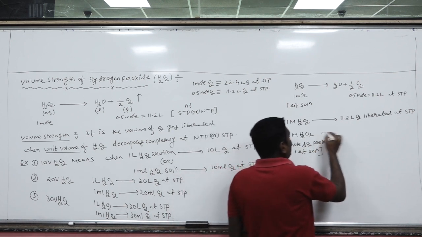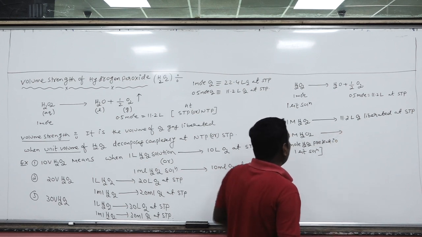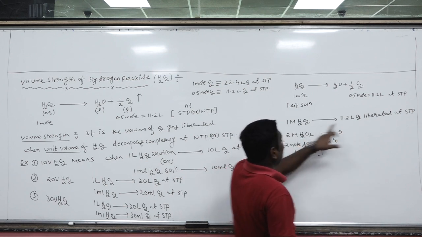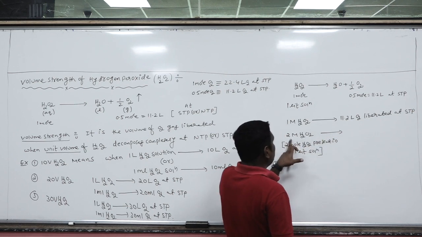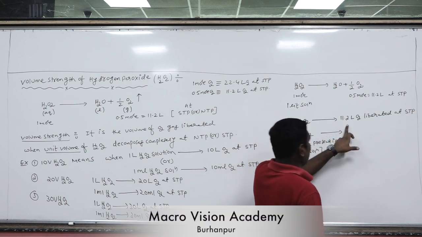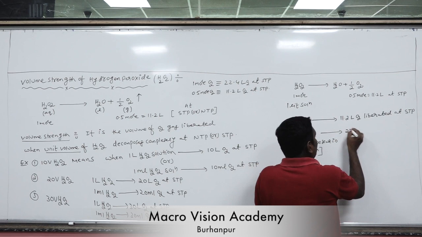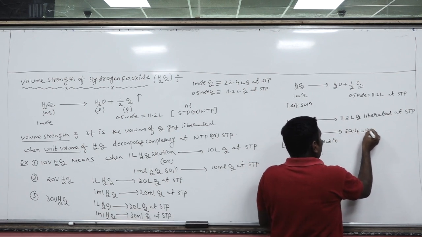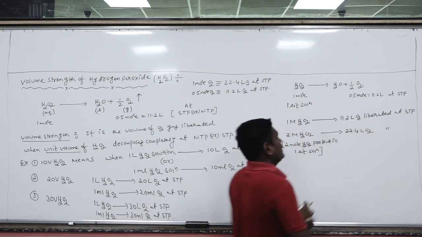Here, how many liters of O2 gas will be liberated? When 1 mole is taken, 11.2 liters. When the number of moles becomes double, the volume of oxygen also becomes double. That is 22.4 liters of O2 liberated at STP condition.